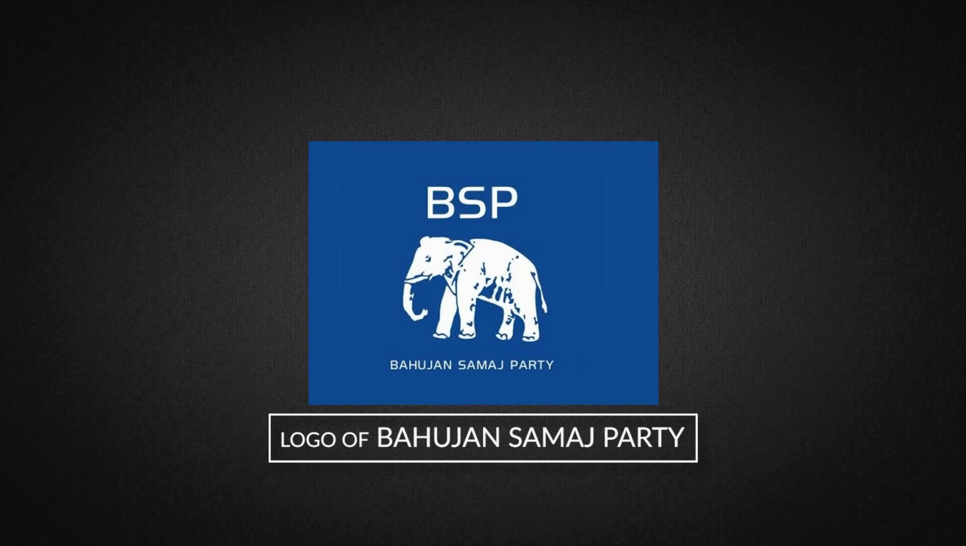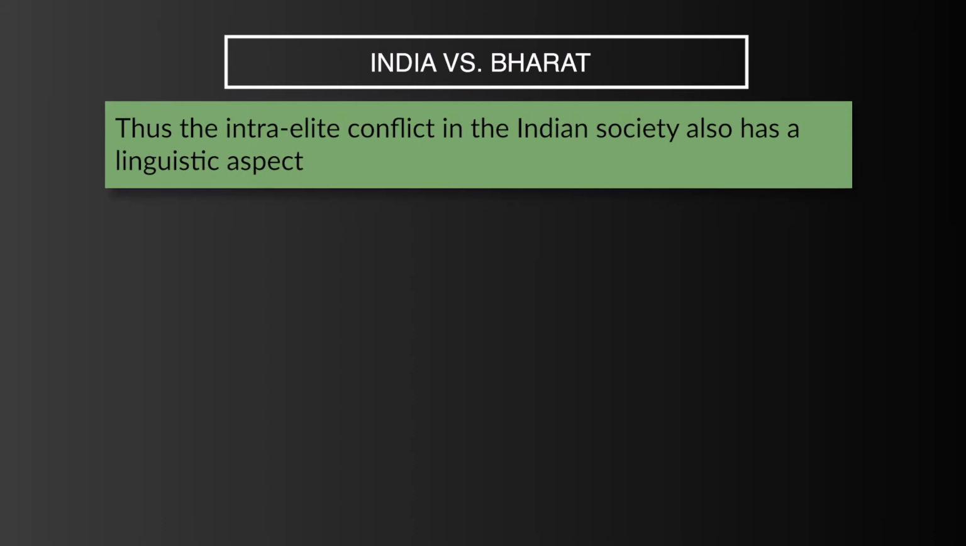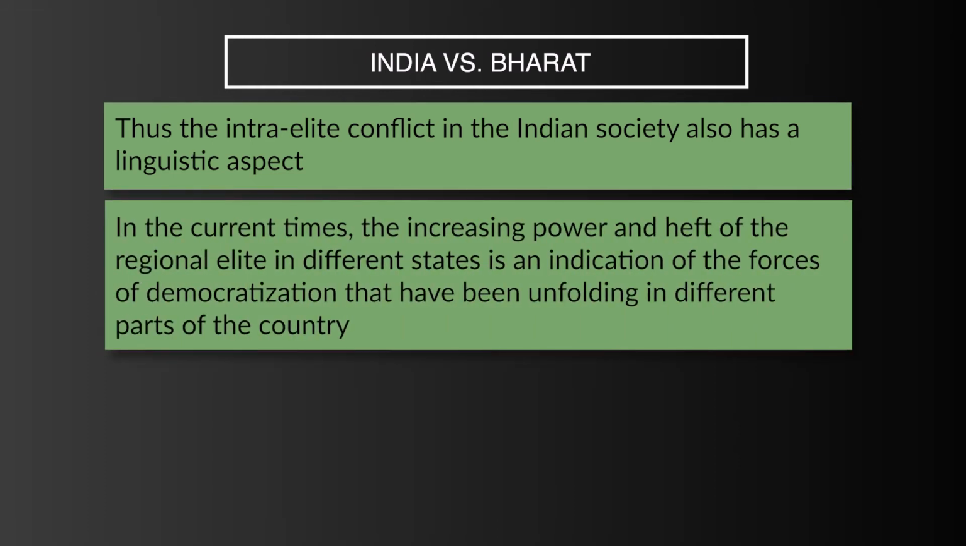So, you have the rise of the Bahujan Samaj Party by Kashiram and Mayawati, which is a step in this direction. Therefore, as I had started out earlier by saying, the intra-elite conflict in Indian society also has a linguistic aspect. In the current times, the increasing power and heft of the regional elite in different states merely indicates that forces of democratization have been unfolding in different parts of the country.